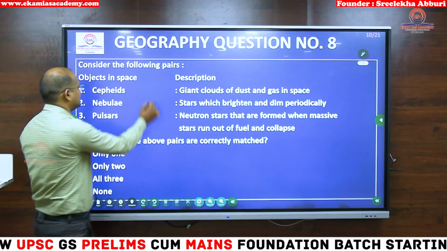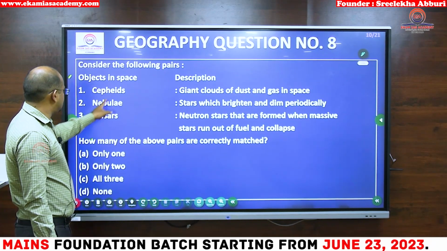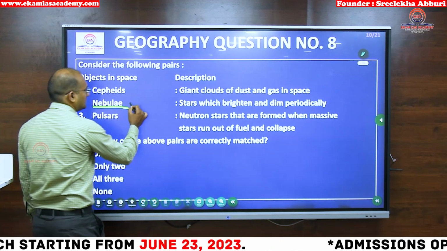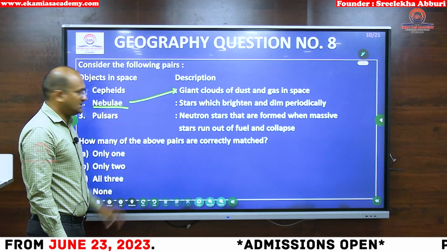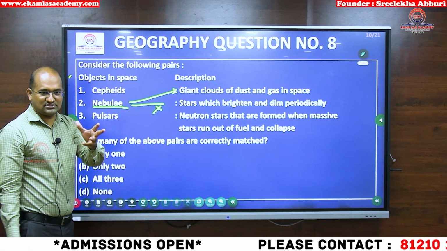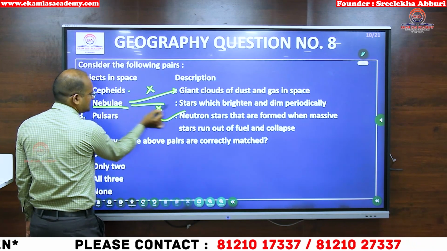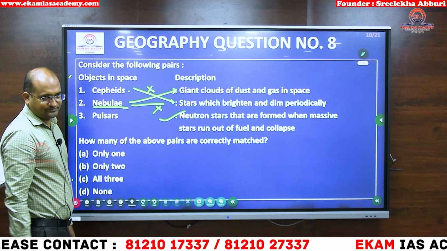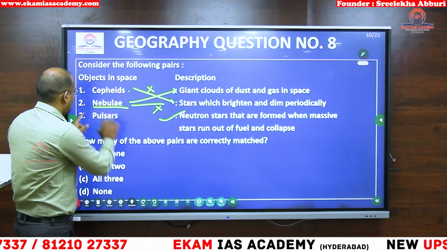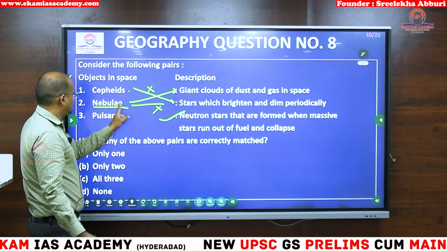Then consider the following pairs. Again, this is basic geography. Cepheids, nebulae and pulsars. The word nebulae is there in geography NCERTs. What is nebulae? Nebulae is nothing but giant clouds of dust and gas in space. If you know this, then this combination is wrong. Then pulsars are nothing but neutron stars. If you have gone through basic knowledge, then you know this is the right statement and the other two are wrong statements. Actually, Cepheids are nothing but stars which brighten and dim periodically. I think this word is not there in the basic textbooks that we have studied. But we know what nebulae are and what pulsars are. These will be there in any basic textbook, so you can know that this is right and this is wrong.